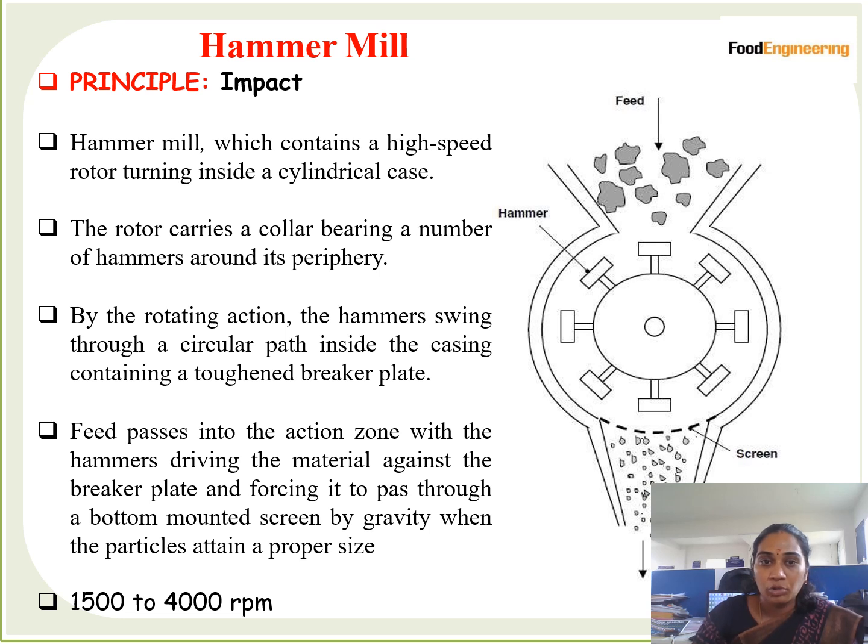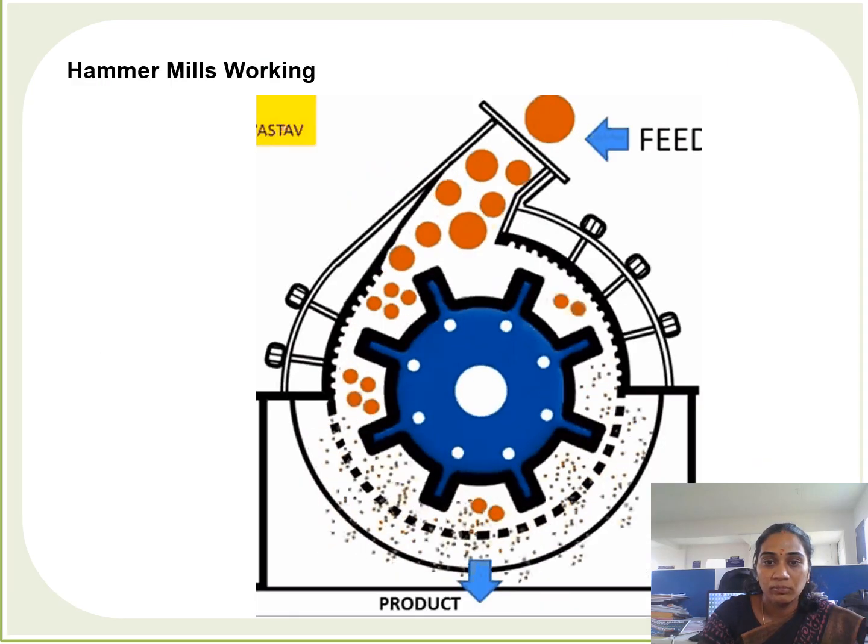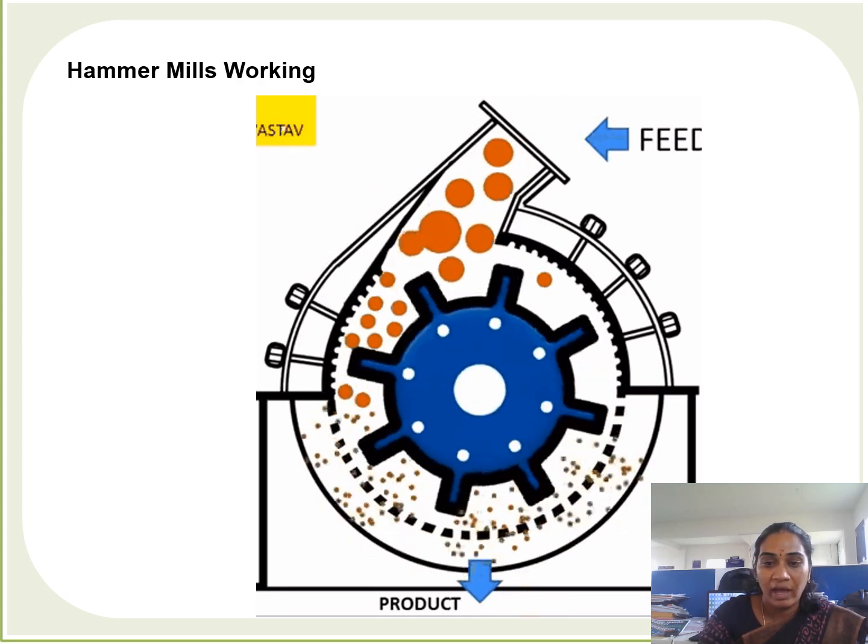Here, the hammer mill. Due to impact, the hammer mill will be reducing the size of the particle. It contains a high speed rotor running inside a cylindrical casing. This is a cylindrical casing. Here we have rotors, and the hammer heads are attached to these rotors, and the rotor is driven by the motor, so it will be rotating. The material will be fed at the top, and in the gap between the cylindrical casing and the rotor head, the material gets compressed. At the bottom, you can see the sieves will be kept there. When the particle reaches the particular size, it will be collected at the bottom. Here it will be rotating at 1500 to 4000 rpm. This animation shows the working of a hammer mill.